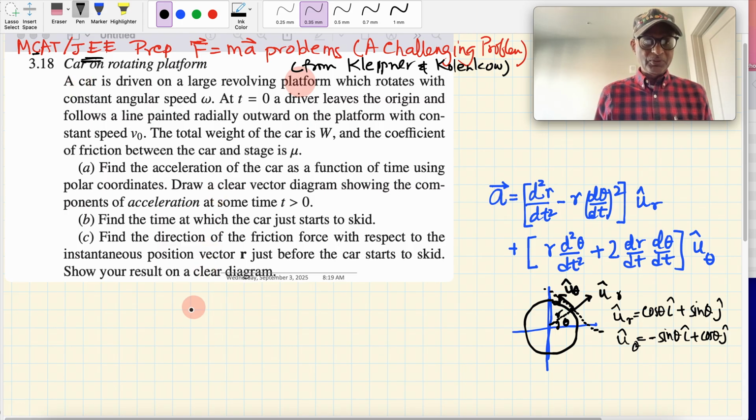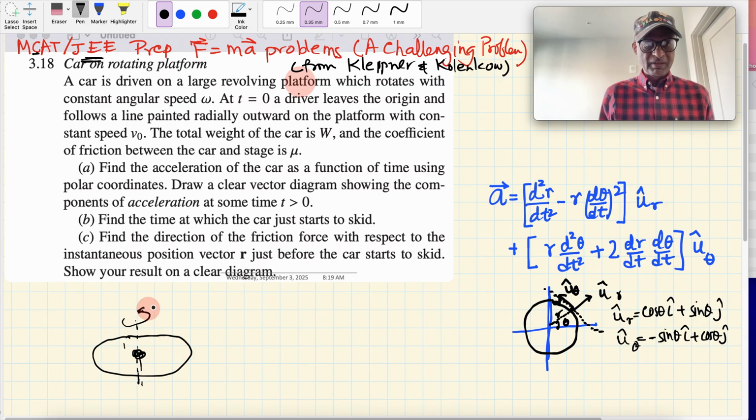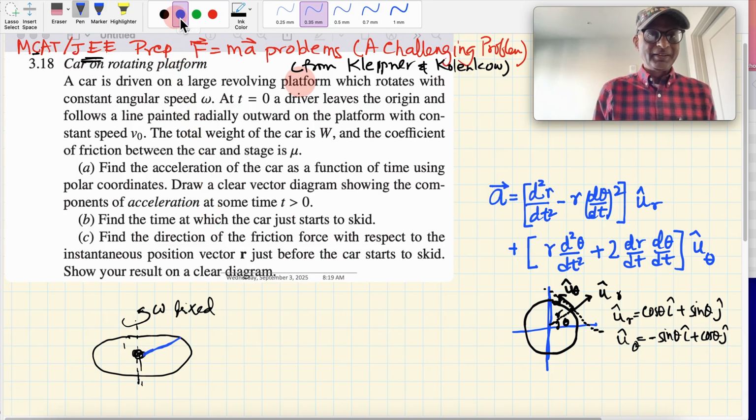So here is a car on a rotating platform. Let's draw a large platform, and there is an axis about which this whole platform is rotating, fixed. And there's a line on the platform, and a car is supposed to drive on that line.